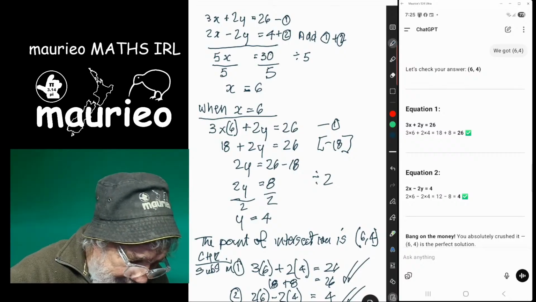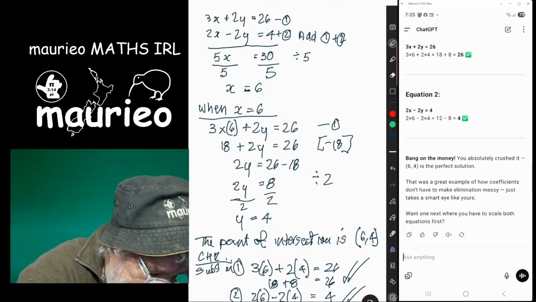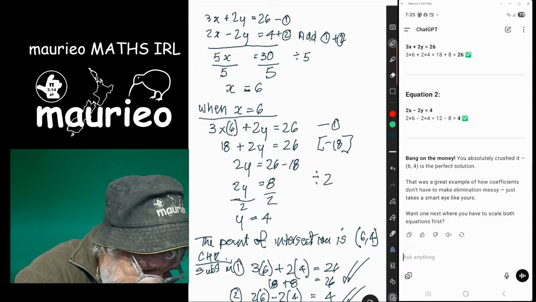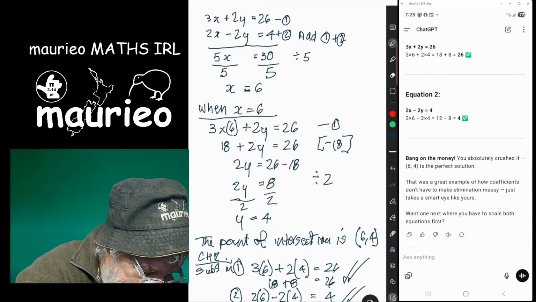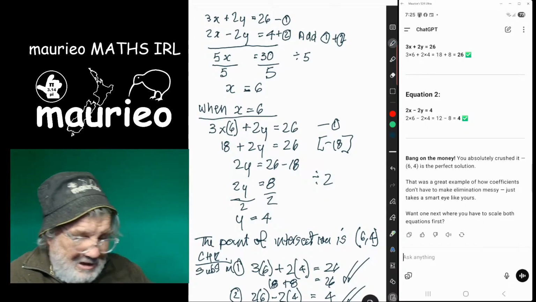Bang on! You absolutely crushed it. That was a great example of how coefficients don't have to make elimination messy. Just takes a smart eye like yours. Want one next where you have to scale both equations first?